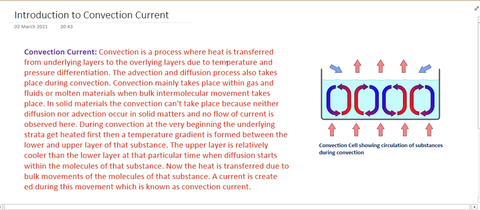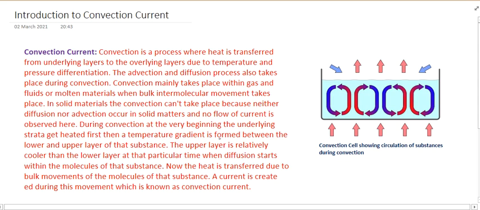Convection current is the process where heat is transferred from underlying layers to the overlying layers due to temperature and pressure differentiation. The advection and diffusion process also takes place during convection. Convection mainly takes place within gas and fluids or molten materials. In solid materials, convection can't take place because neither diffusion nor advection occurs and no flow of current is observed.